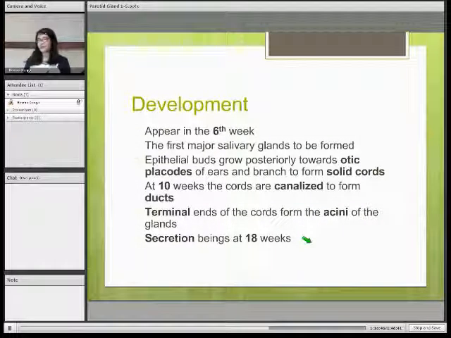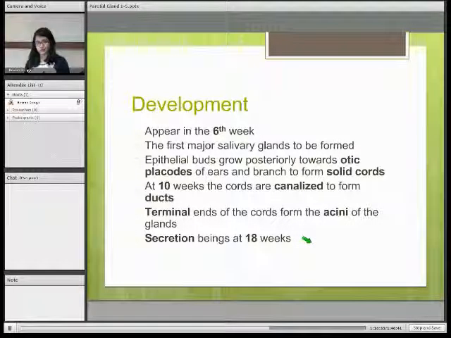With regards to the development of the parotid gland, the epithelial buds, which are the origins of these glands, are located in the inner part of the cheek near the corners of the mouth, and they grow posteriorly towards the otic placodes of the ear and branch to form solid cords near the developing facial nerve. And secretion begins at 18 weeks in the fetus.